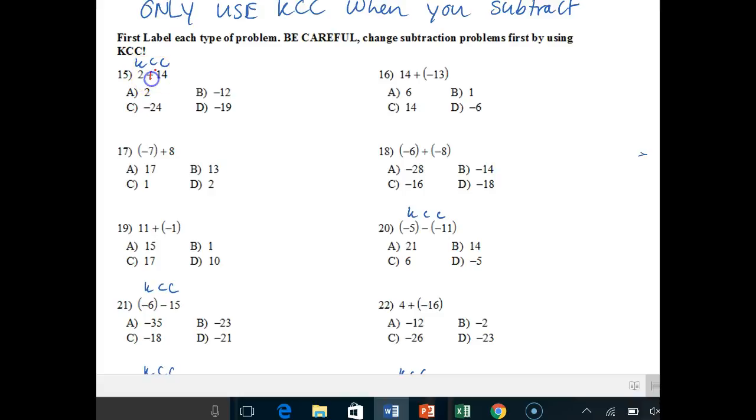So 2 plus -4, 2 plus -4 is a DSSL problem. I have more negatives than I do positives, right? 14 negatives compared to 2 positives. So I'll do 14 minus 2, that'll give me 12, but my answer is -12, so I had more negatives. This, no KCC because there's a plus sign, so just right off the bat, it's DSSL. I have more positives than I do negatives, so 8 minus 7 is 1, positive 1.